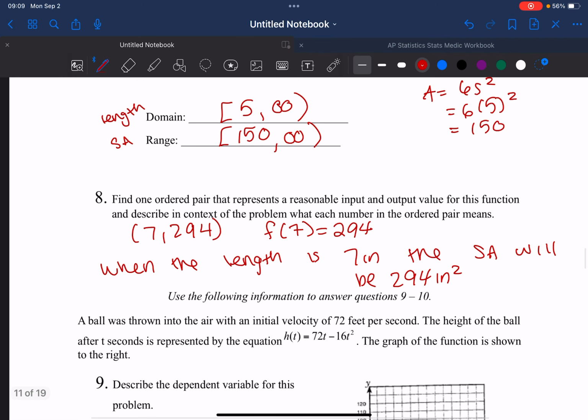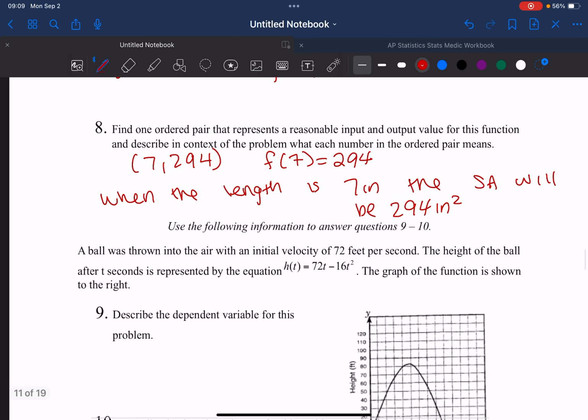So all we did is we found a number, for example 7, and we plugged it into our problem for s and got our value of A, which was 294.